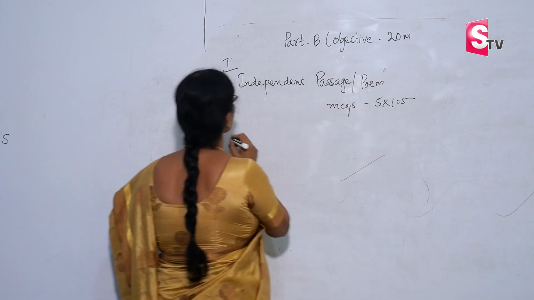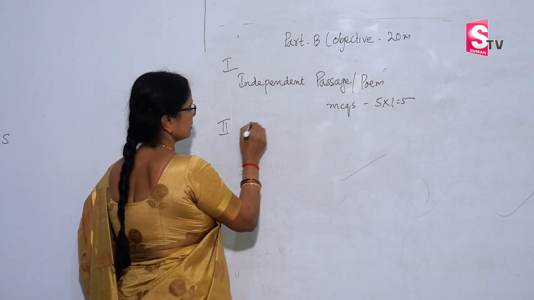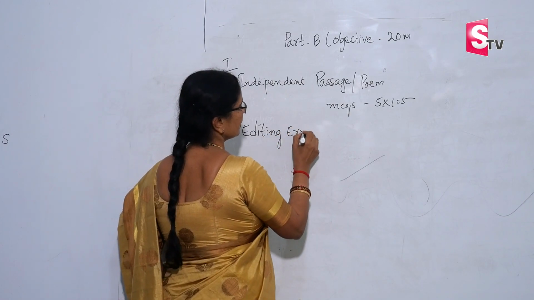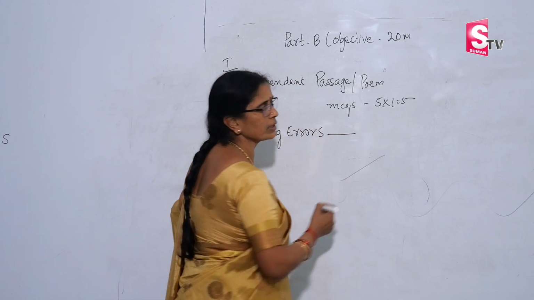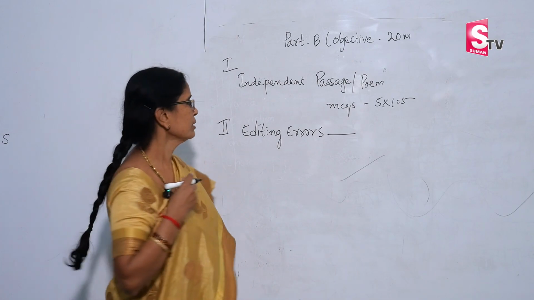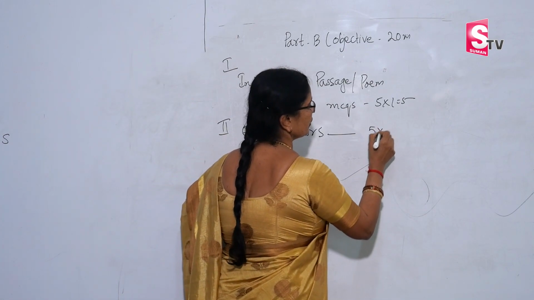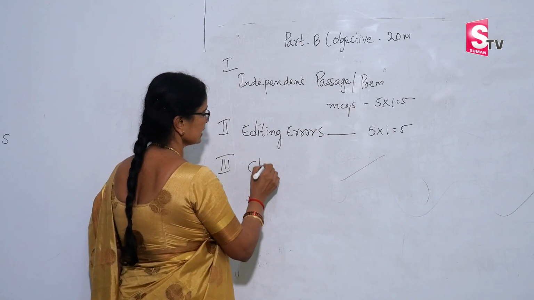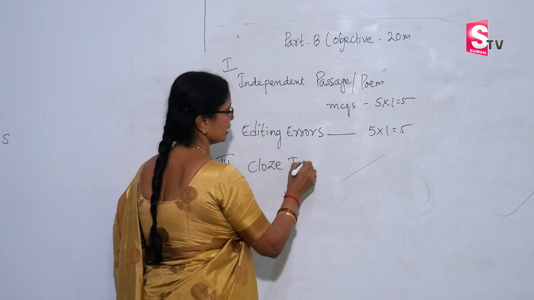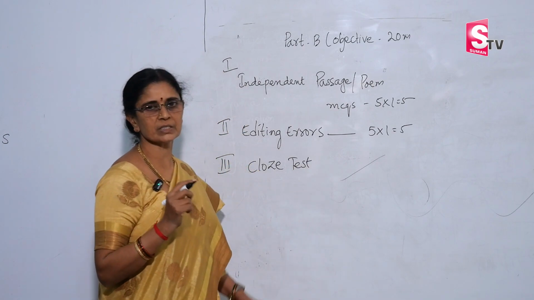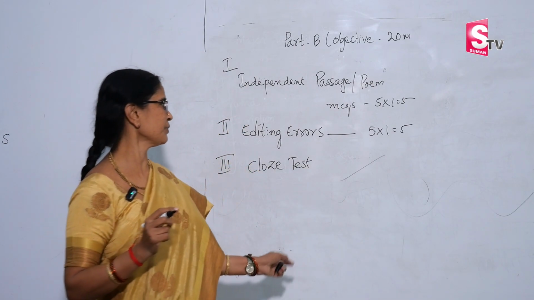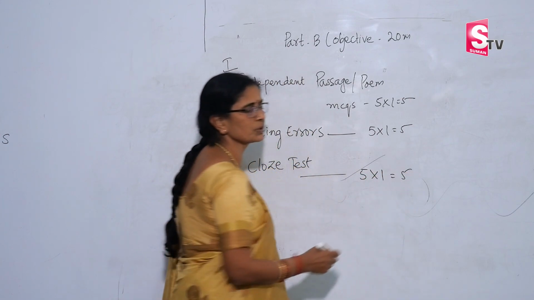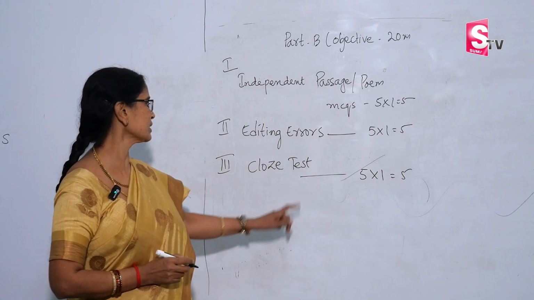And next one is editing errors. Now in order to score full marks in editing errors, children have to read the textbook thoroughly. So here also 5 into 1, 5. Now next one is clause test. What is this clause test? Clause test means an independent passage will be given, and in the passage 5 blanks will be there. For each blank 4 options will be given and you have to choose the correct option. So this is clause test.